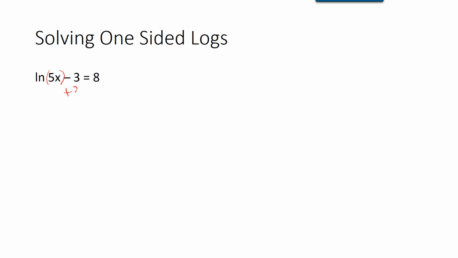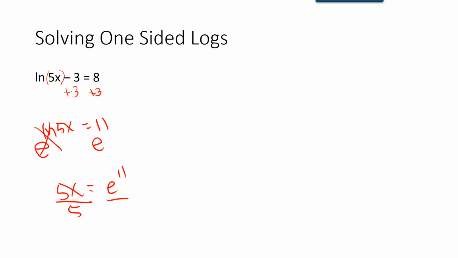So the first thing I want to do is add 3 to both sides. Now we have the natural log of 5x equals 11. Then we're going to raise those up to become exponents. So e, because the base of this log is e, the natural log. These undo each other, so 5x equals e to the 11th. And then here I want to get that x by itself, so I'm going to divide by 5. So x equals e to the 11th over 5.